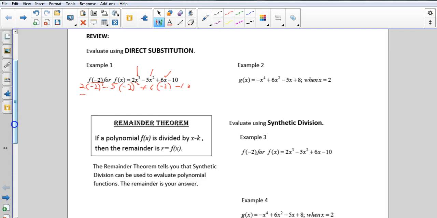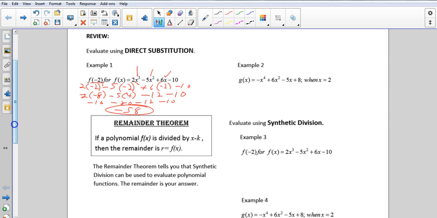So that gives me 2 times -8, -2 cubed, minus 5 times +4, -2 squared. I'm just going to simplify this to minus 12 minus 10 right now. That leaves me with -16, minus 20, minus 12, minus 10, which leads me to -58. So f of -2 is -58. If I plug -2 into that function, you end up with -58.